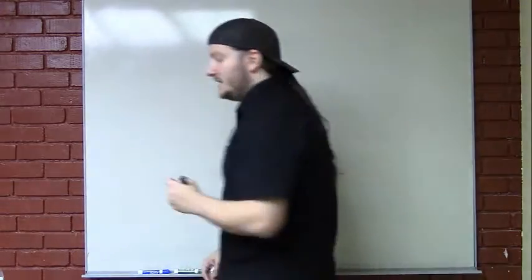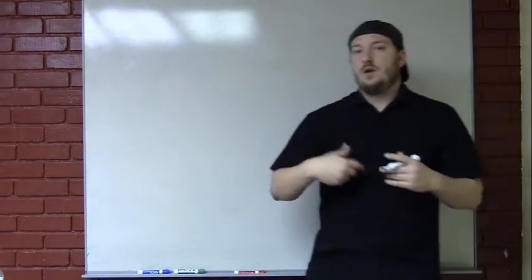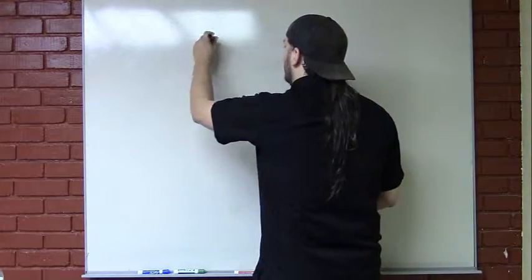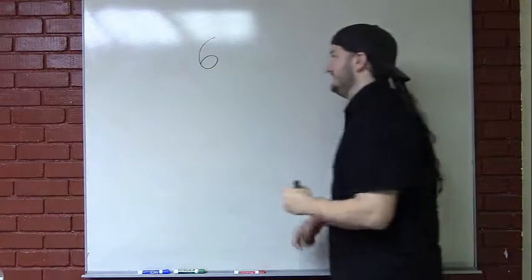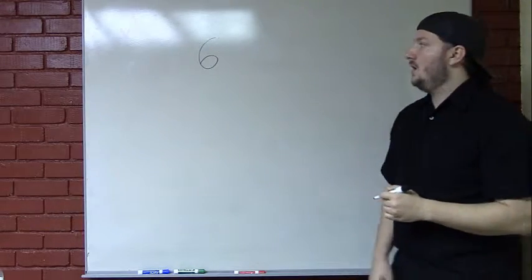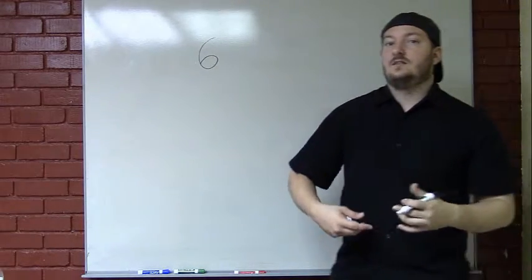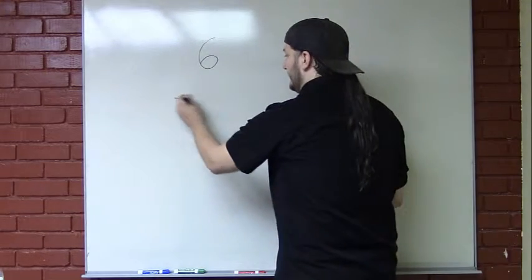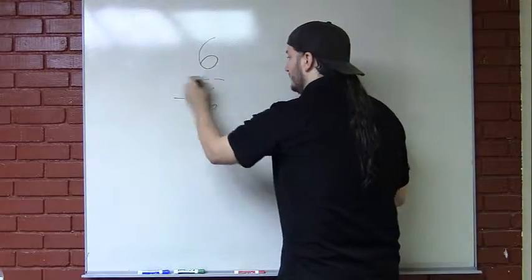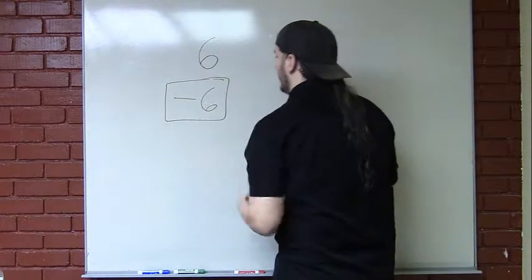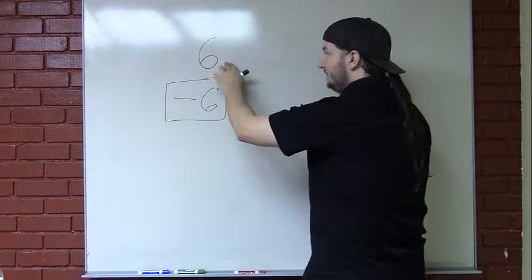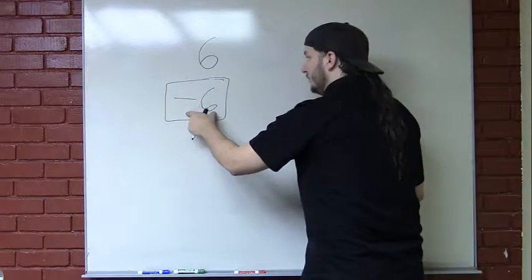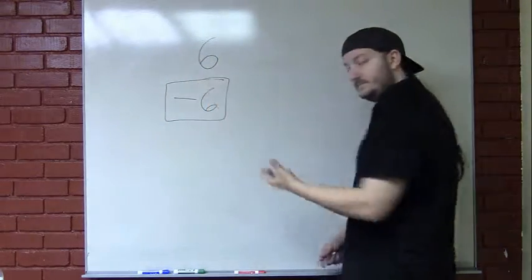Now what we're going to talk about is opposites, okay? Opposites aren't too bad. So, for example, let's say we have the number 6. Well, what's the opposite of 6? The opposite of 6 is going to be negative 6. Okay? So the opposite of 6 is going to be negative 6. The opposite of negative 6 would be 6.